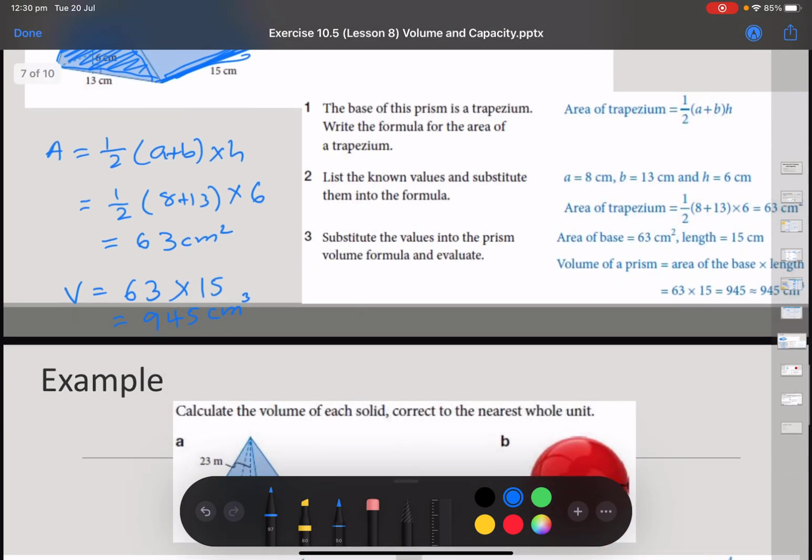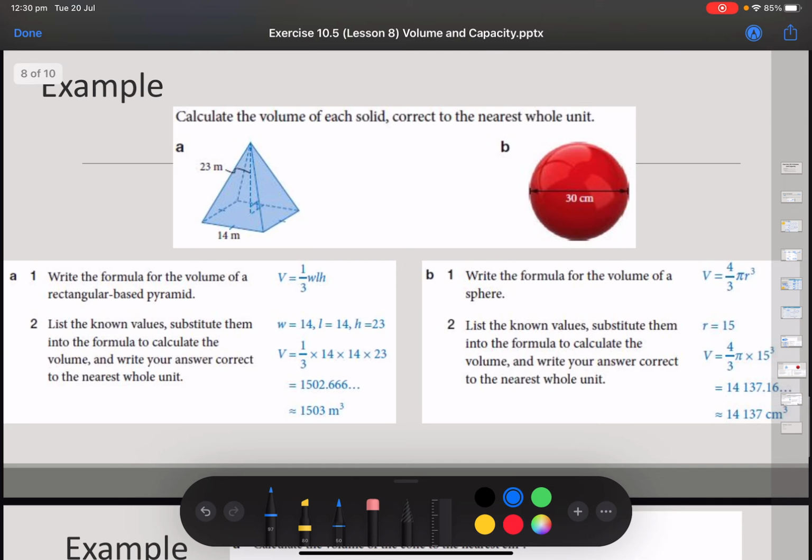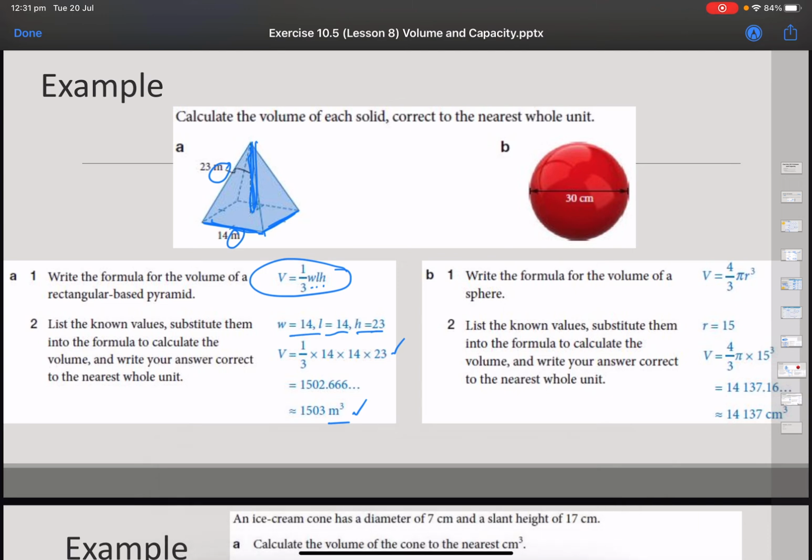All right, so if we look at these ones here, we've got a square-based pyramid, and for that we do 1/3 times WLH, where our width is 14, our length is also 14, because it's a square-based shape, and then our height is going to be the height of our rectangular base pyramid, which is 23. So if we substitute those numbers into our formula, we then end up with approximately 1,503 meters cubed. Remembering our units all have to be in the same units for us to do the calculations.